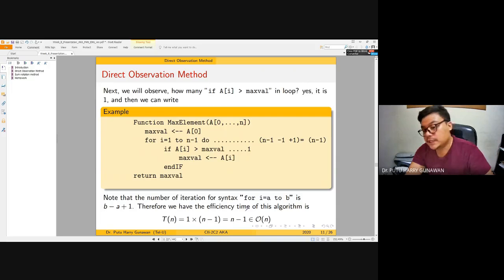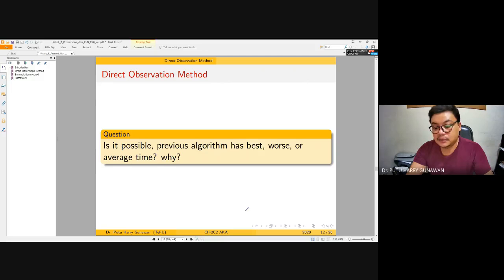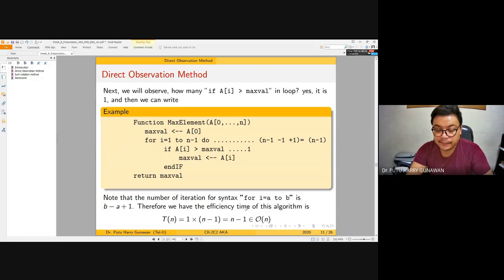Now the next question: is it possible that this algorithm has a best, worst, or average time, and why? What do you think? Is it possible to have the worst case, the best case, or the average case? The answer is no. We only have the maximum, since this does not depend on something.